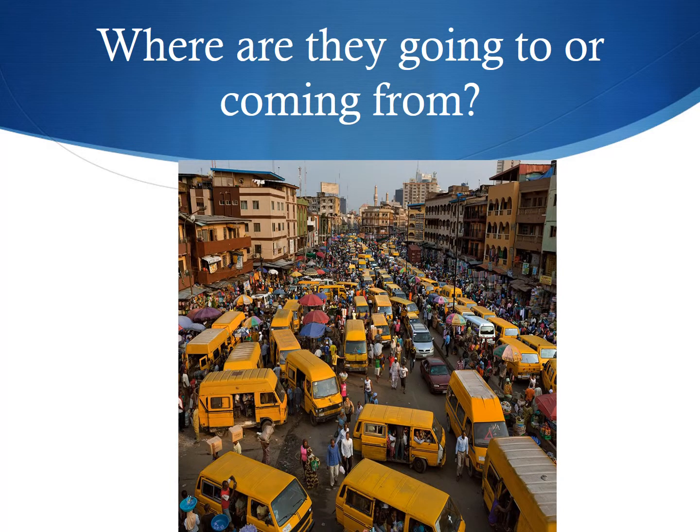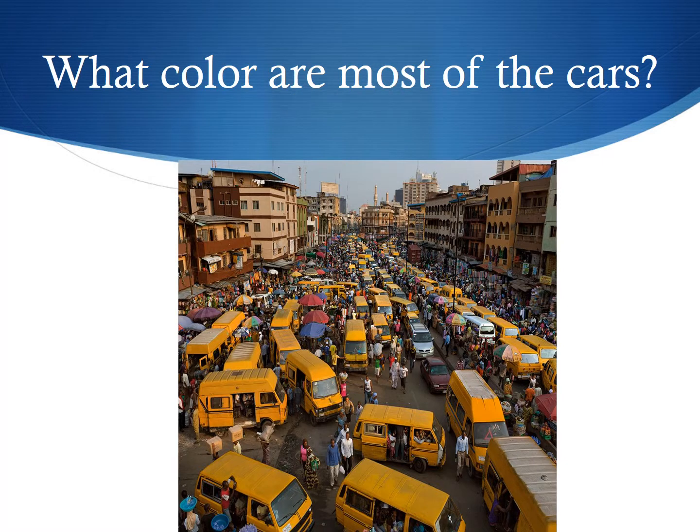So I want to know, what type of question is this above the picture? Where are they going to or coming from? This is a level 2 question or an interpretive question. There's nothing in the text that specifically tells me where they're going to or coming from, but I can certainly use some clues. For example, some of the men seem to be dressed in button-down shirts and pants. Some people are carrying bags, so maybe these people are going to work.